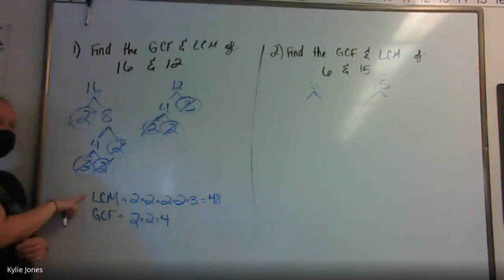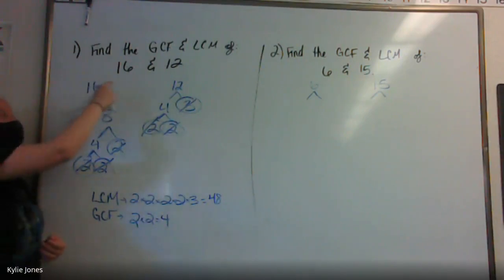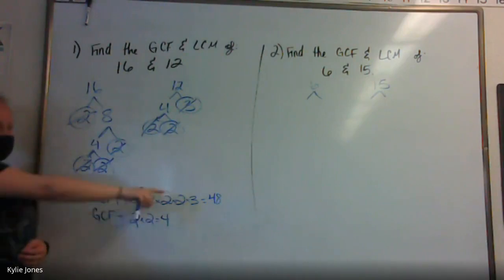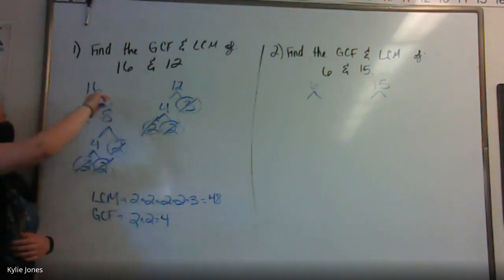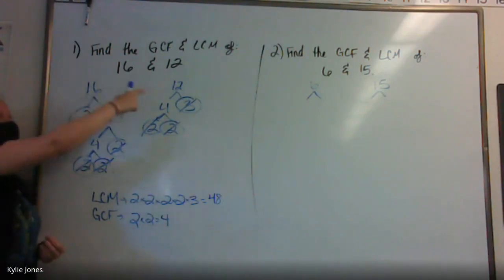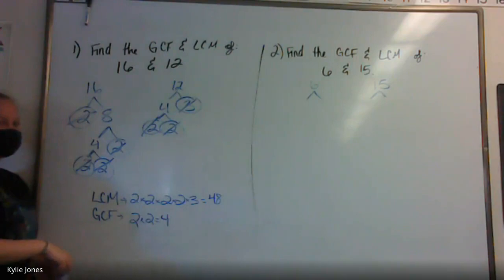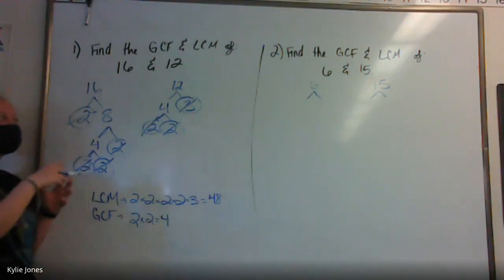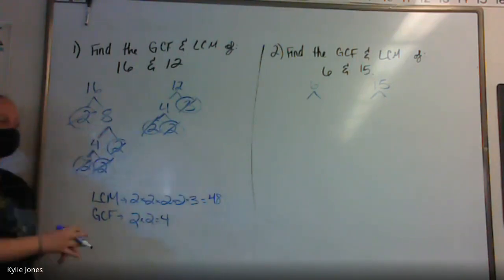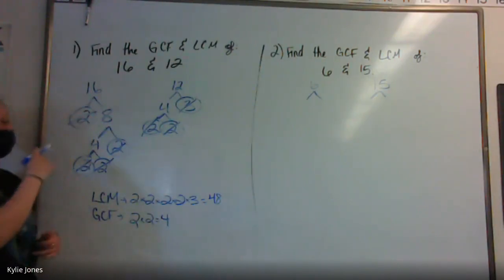So when we talk about the least common multiple, if we were to skip count by 16 and skip count by 12, the first number that they have in common is 48. The greatest common factor is the biggest number that multiplies into 16 and 12. It's the biggest number that divides into both.